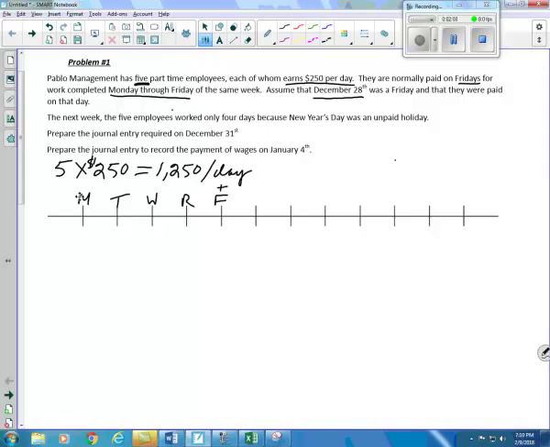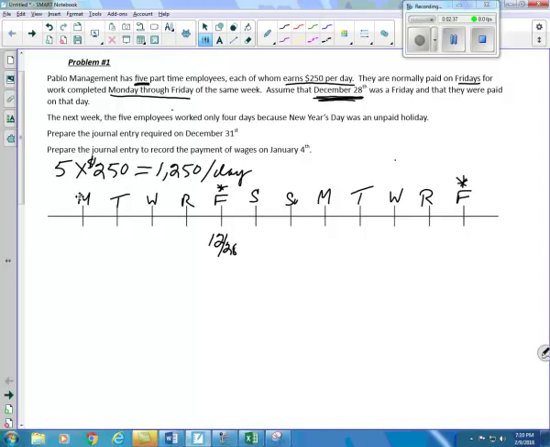This Friday, ding, ding, ding, this is payday. This is 12/28, they tell us. December 28th was a Friday, and our employees got paid. And then we have Saturday, Sunday, and we start the next week: Monday, Tuesday, Wednesday, Thursday, and Friday. Ding, ding, ding, we have another payday here on Friday.